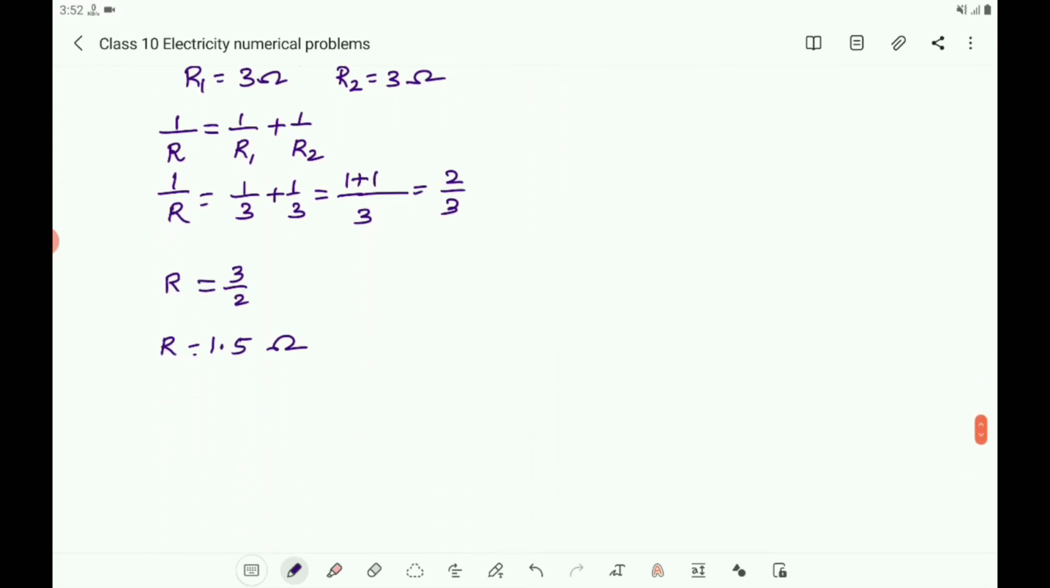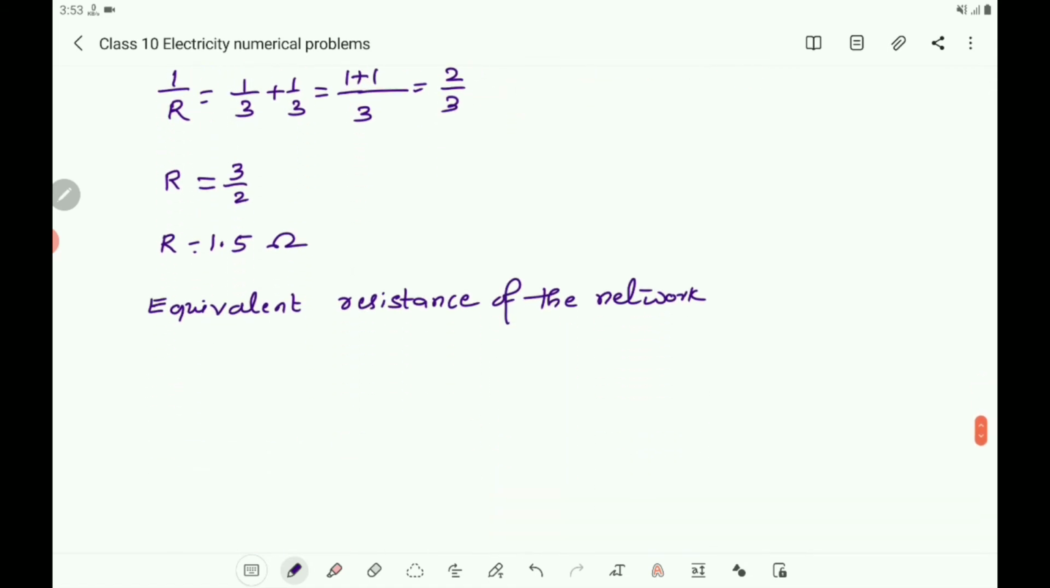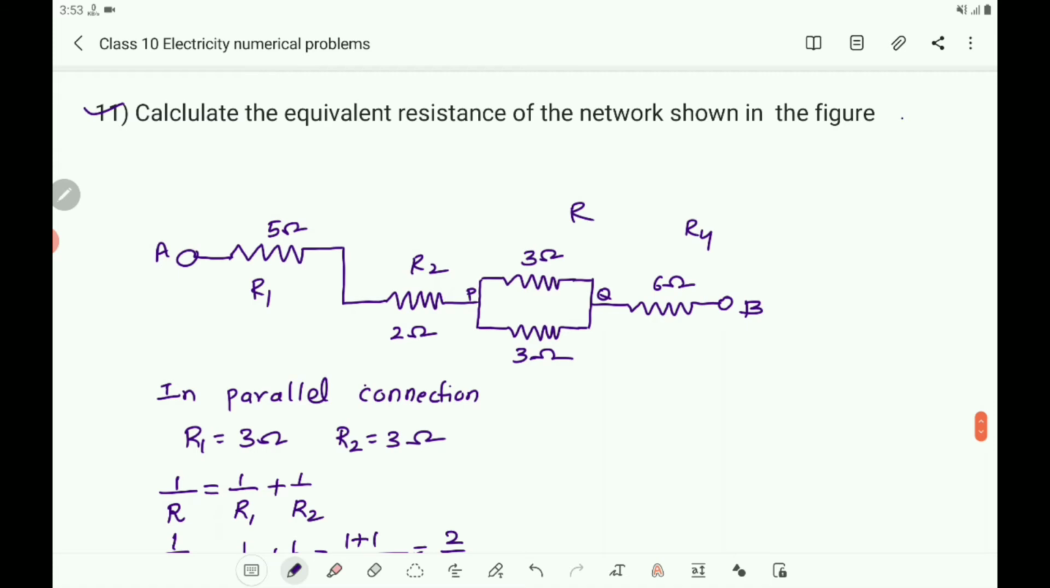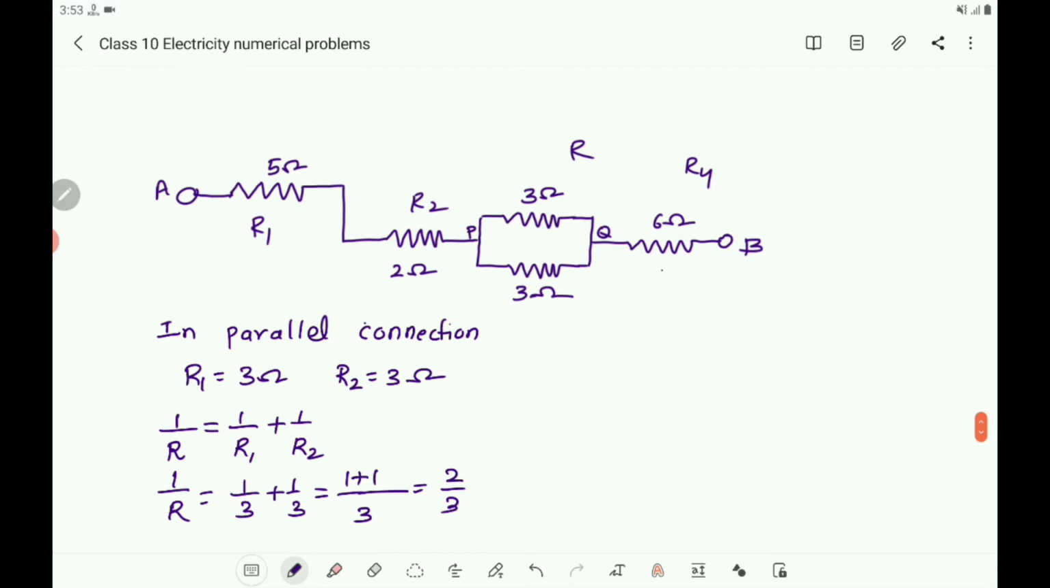Next, equivalent resistance of the network. If you take this as R1, R2 and this whole parallel system as R3 and this as R4, you take R1 equals 5 ohm, R2 equals 2 ohm, R3 equals, that is the parallel combination, 1.5 ohm and R4 equals 6 ohm.